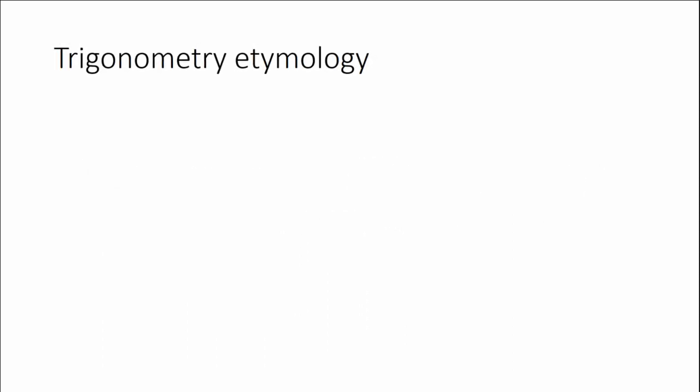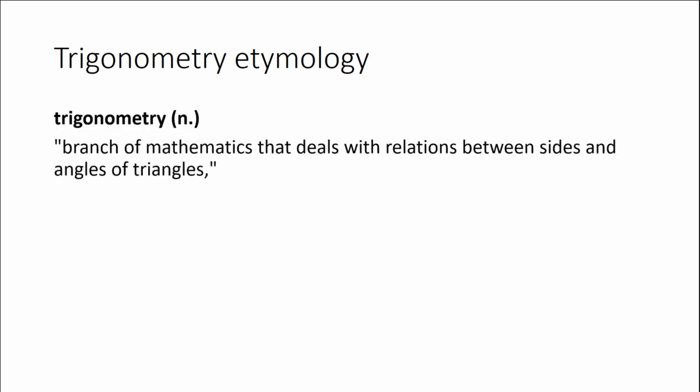Let's start with the word trigonometry. If you look up this word in a dictionary, this is one of the definitions you will see. Trigonometry is a branch of mathematics that deals with relations between sides and angles of triangles. This is a very clear definition and basically tells us how simple trigonometry is once you build your foundations strong with it. Wikipedia is also giving us a clue about the etymology of this word.